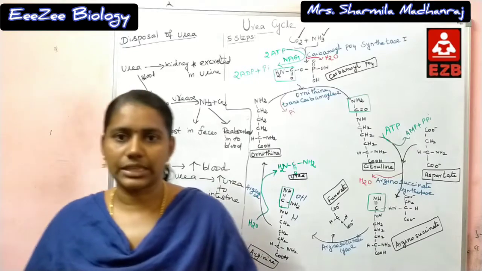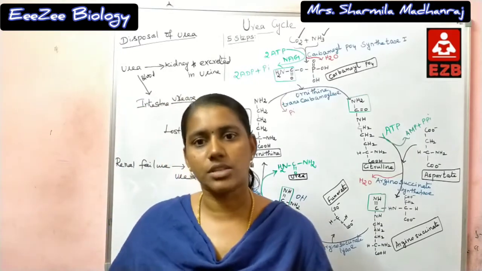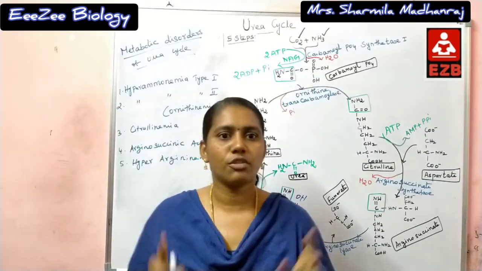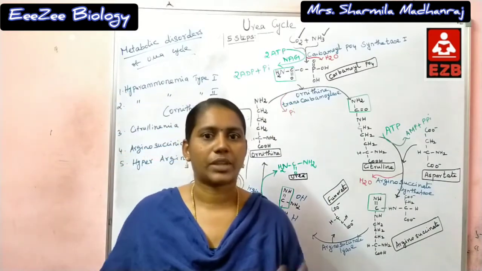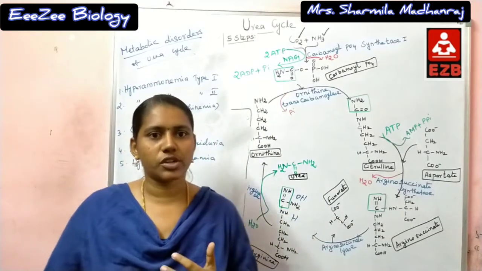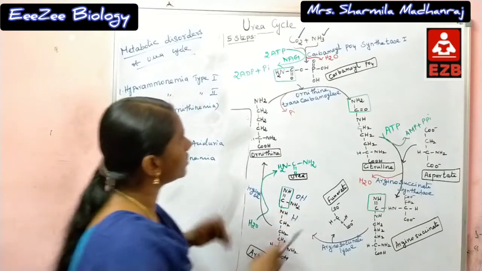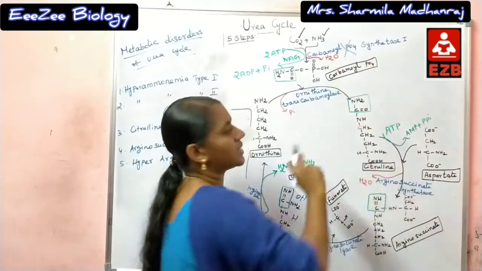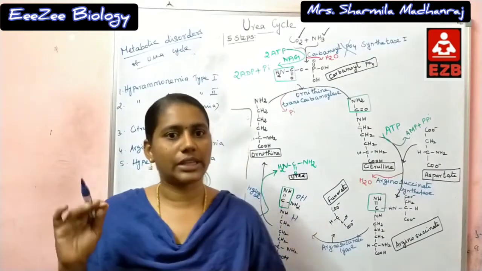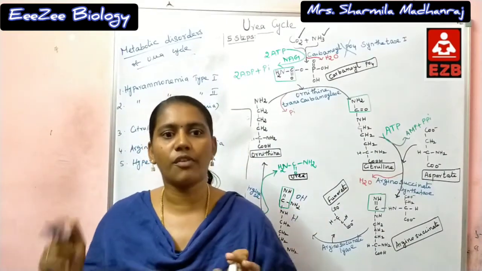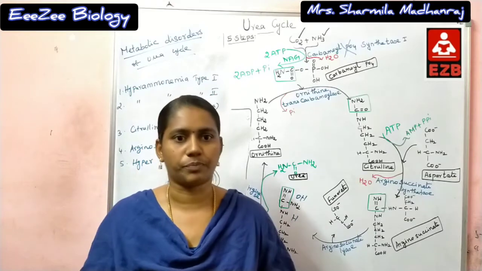Next, we will see the disorders of the urea cycle. There are 5 disorders in total. The first one is hyperammonemia type 1, due to the deficiency of the carbamyl phosphate synthetase 1 enzyme in mitochondria. The features are high levels of ammonia in blood and urine.